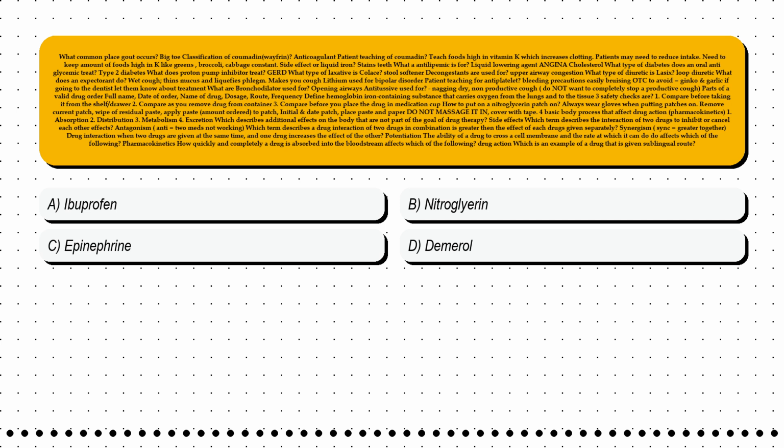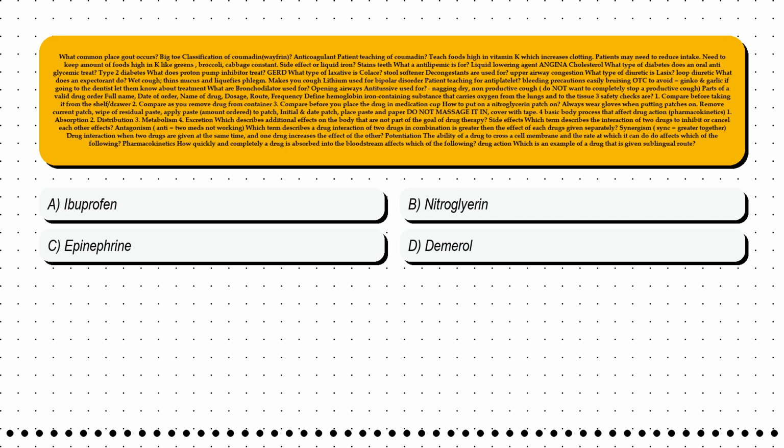Decongestants are used for upper airway congestion. What type of diuretic is Lasix? Loop diuretic. What does an expectorant do? Wet cough, thins mucus and liquefies phlegm. Makes you cough. Lithium is used for bipolar disorder. Patient teaching for antiplatelet: bleeding precautions, easily bruising. OTC to avoid: ginkgo and garlic. If going to the dentist, let them know about treatment.